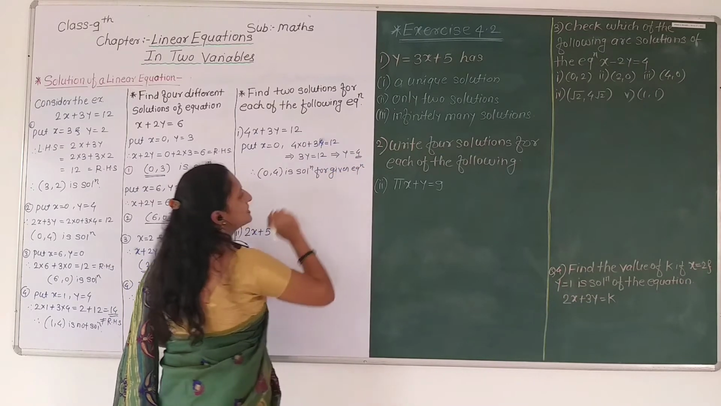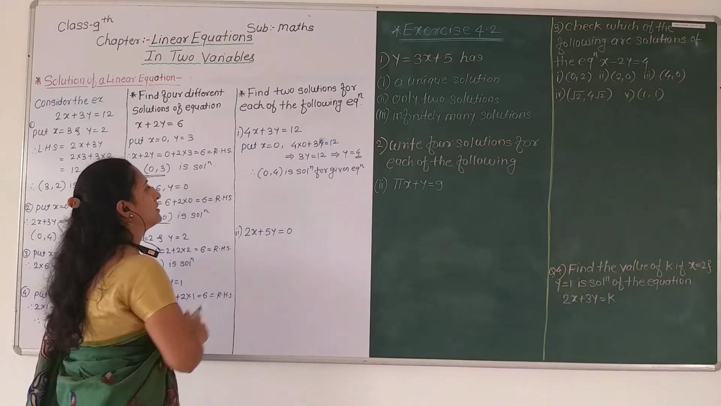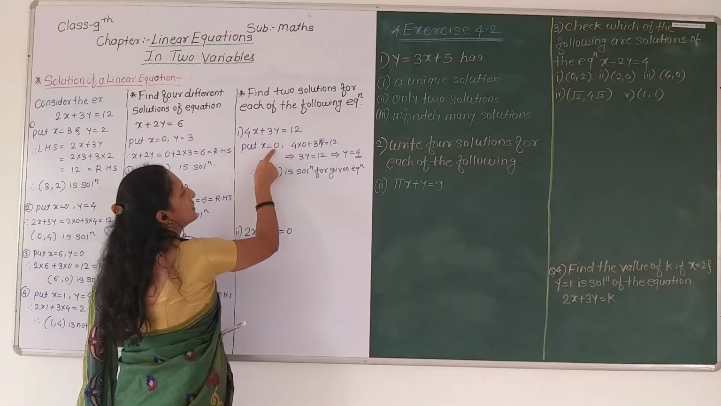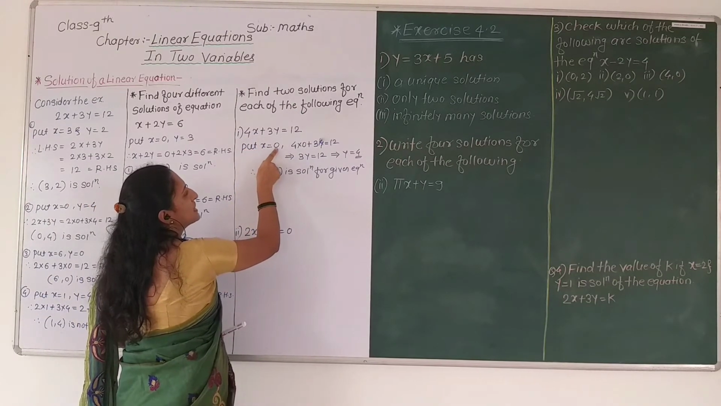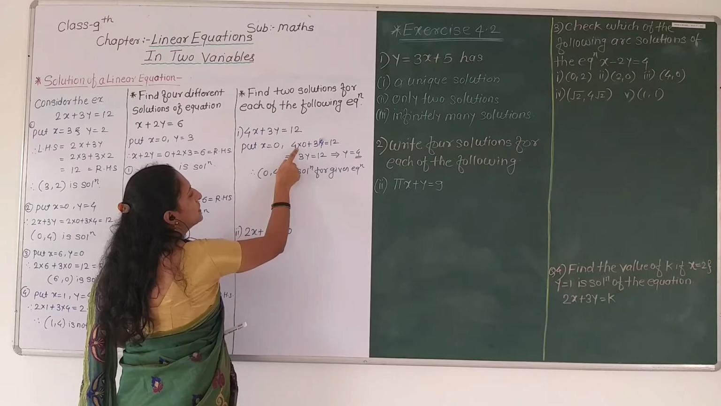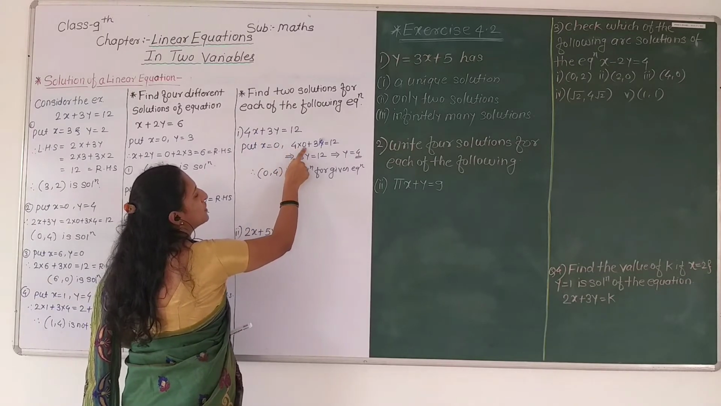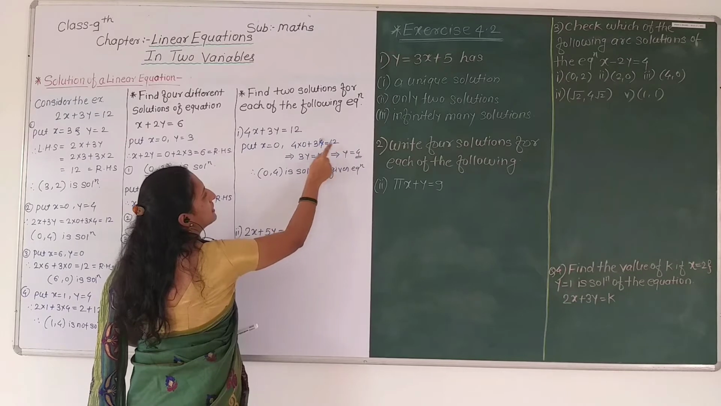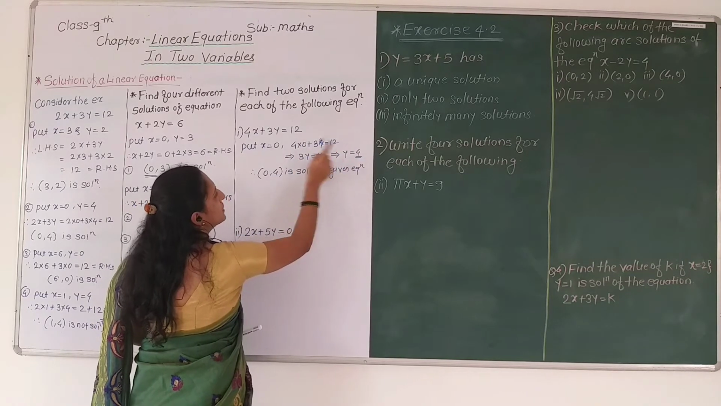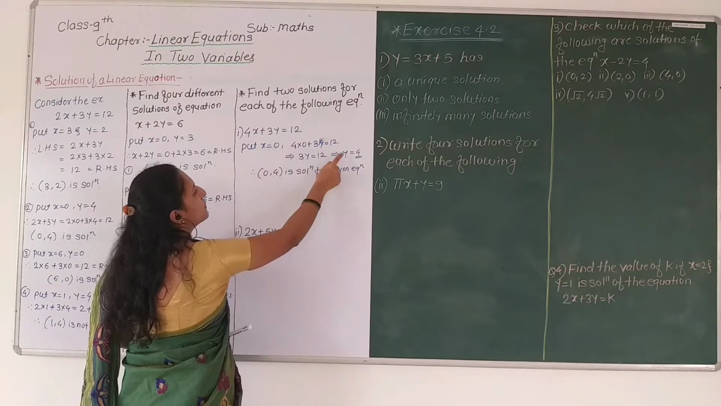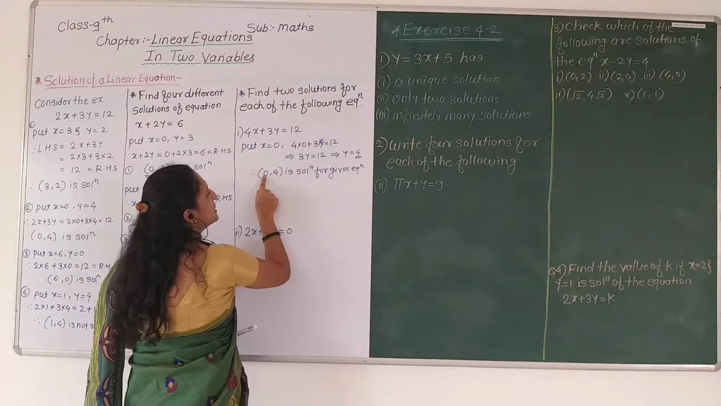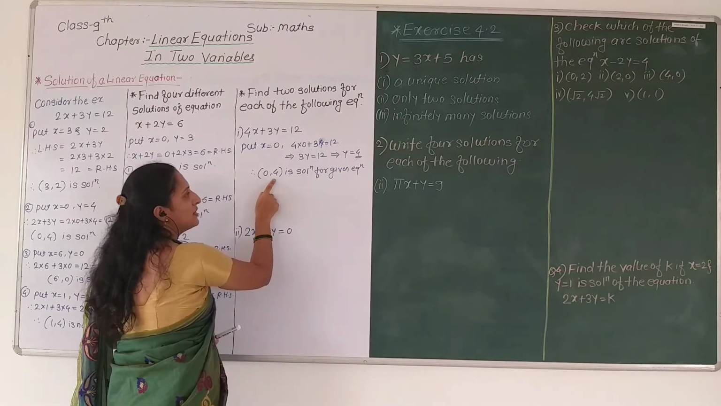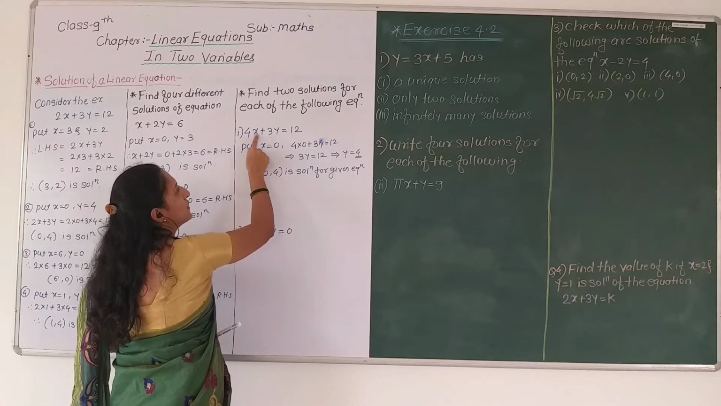How can we find this? Look here. Substitute x is equal to 0 in the equation. If I substitute x is equal to 0 in this equation, we get 4 into 0 plus 3y is equal to 12. That means y is equal to 4. So when I put x is equal to 0, we get y is equal to 4. So (0, 4) is the pair which satisfies the equation 4x plus 3y.